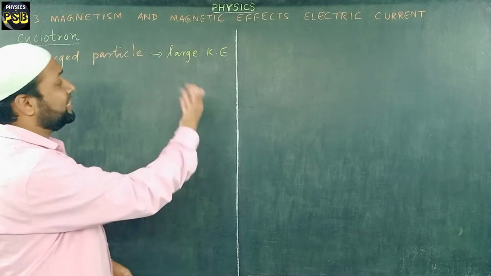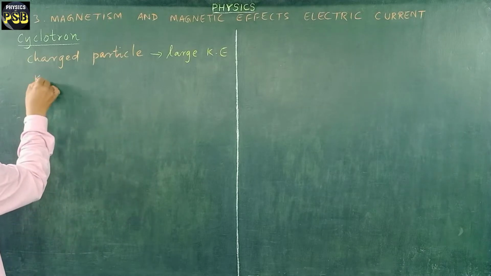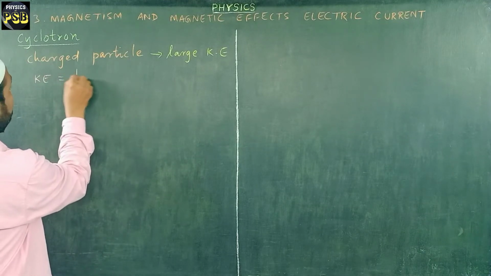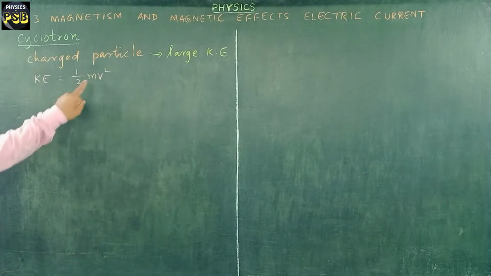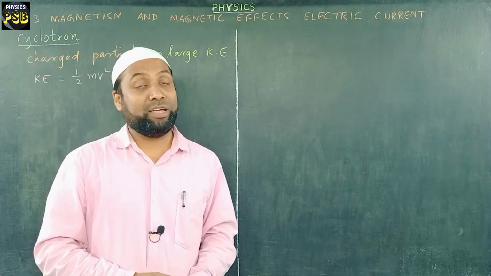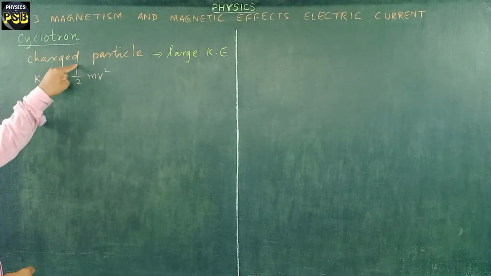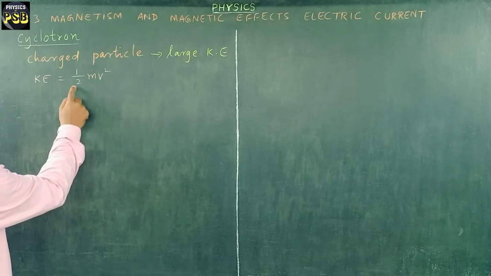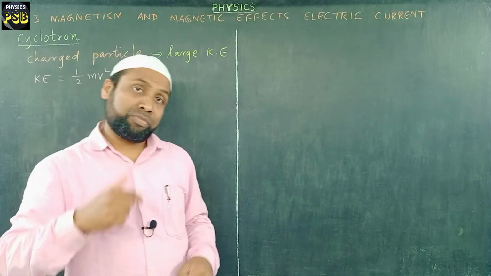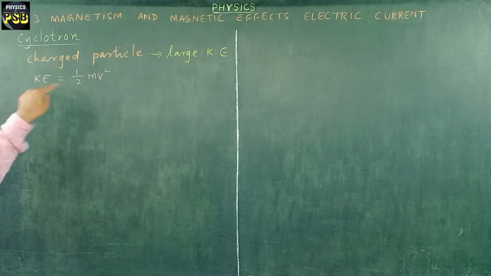How is it achieved? How does it increase the kinetic energy of a charged particle? Let me tell you. We know kinetic energy is expressed as half mv square. Here m is the mass of the object and v is the velocity with which the object is moving. Here m remains the same, it is a constant, and this number is also a constant. So this term is a constant in the expression of kinetic energy, whereas velocity may vary. So simply we can say that kinetic energy depends on the velocity of the object.